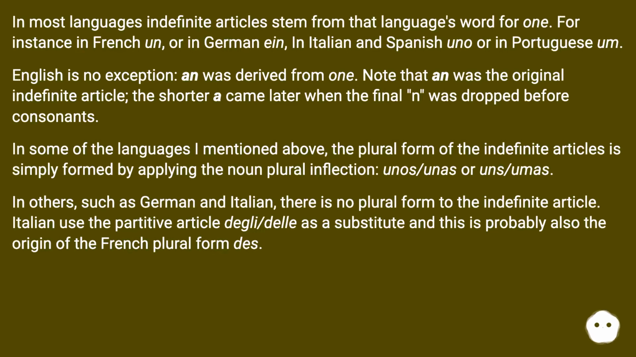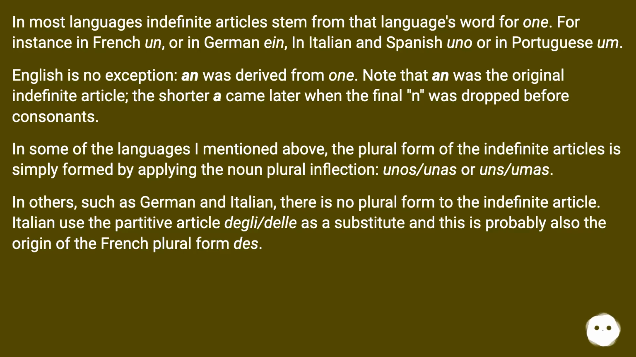In most languages, indefinite articles stem from that language's word for one. For instance, in French un, or in German ein, in Italian and Spanish uno, or in Portuguese um. English is no exception, and "a" was derived from "one." Note that "an" was the original indefinite article; the shorter "a" came later when the final "n" was dropped before consonants. In some of the languages I mentioned above, the plural form of the indefinite articles is simply formed by applying the noun plural inflection: unos/unas or uns/umas. In others, such as German and Italian, there is no plural form to the indefinite article.